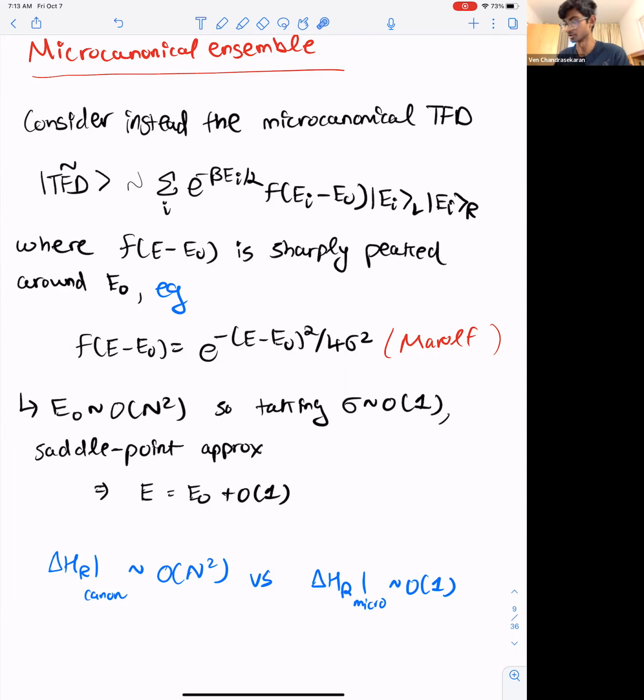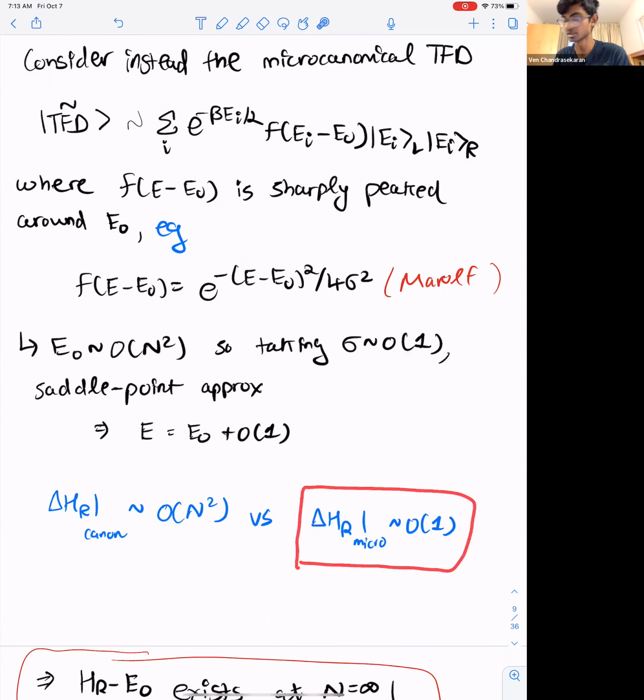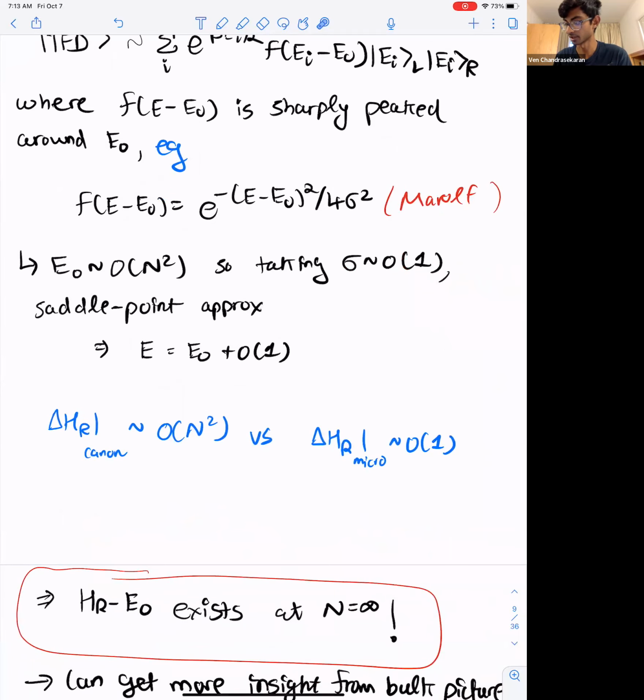Okay, so just to compare, for the microcanonical ensemble, the fluctuations in the energy are going to be order 1, whereas in the canonical ensemble that we considered earlier, they were order n squared. So what that means is in the microcanonical ensemble, I can just take the n goes to infinity limit, and this operator here, the Hamiltonian subtracted by the energy of the black hole, will be well defined at n equals infinity. I only talked about the fluctuations, but you can compute all the moments and convince yourself that it's completely fine, because the standard deviation is some order 1 number. Because this subtracted Hamiltonian is perfectly well defined at n equals infinity, we don't need to do a power series in 1 over n squared. We can just directly do everything at n equals infinity.